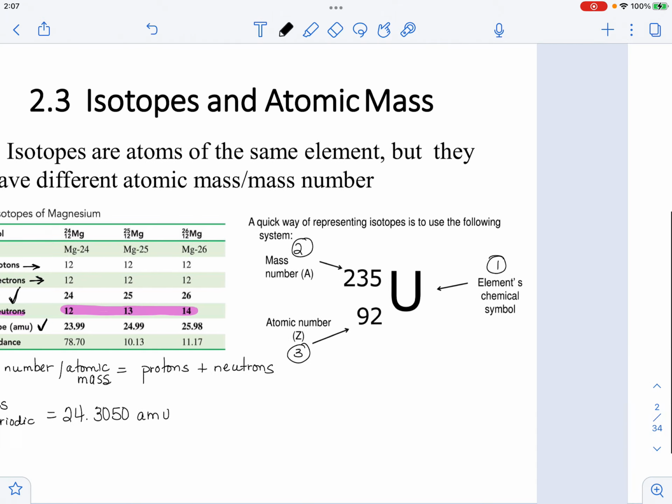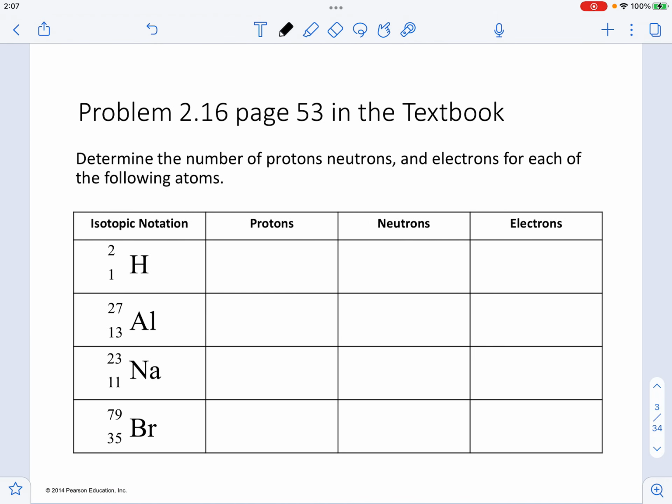So now, in order for us to practice, you can see that we have problem 2.16. This is on page 53 of your textbook. I have given you different isotopic notations for isotopes of different elements, and let's learn how to derive the number of protons, neutrons, and electrons for the isotopes that are here. So let's do the first and second row in this video.